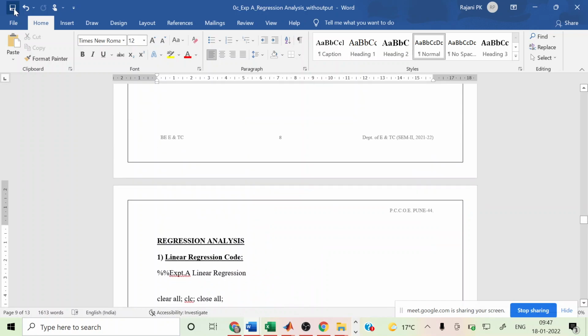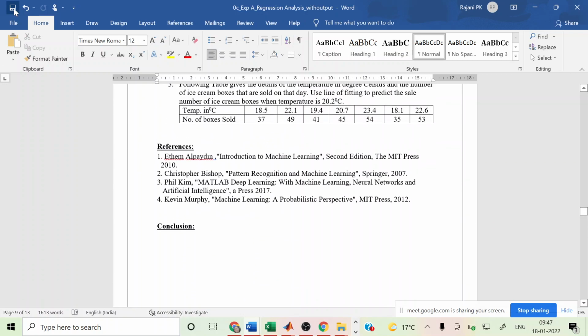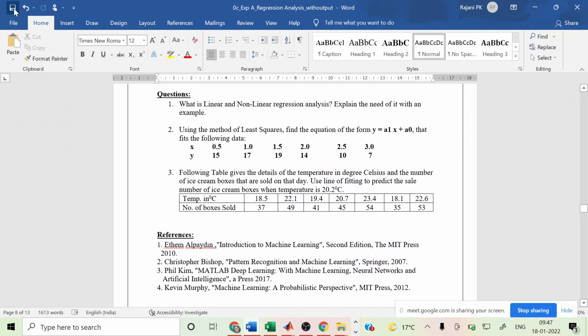And for the conclusion, these are the 3 questions which you have to perform. Linear and non-linear regression analysis, what is that? If you read these 4 books, all soft copies I have given to you, you will be able to write the answer. Explain the need of it with an example. And another question is the least square method, the same thing which we have done in the class. So this you have to perform.